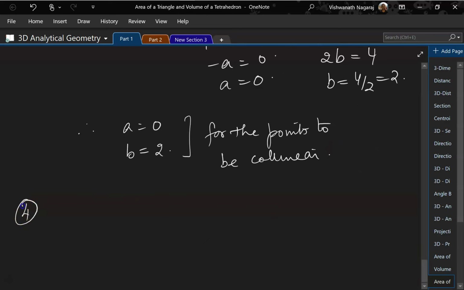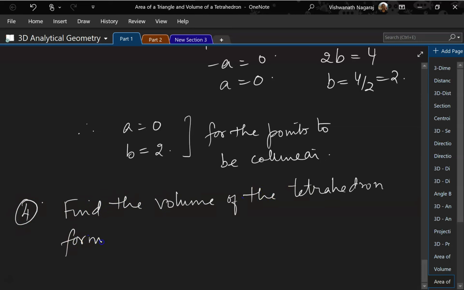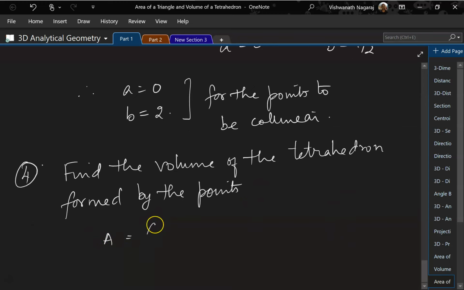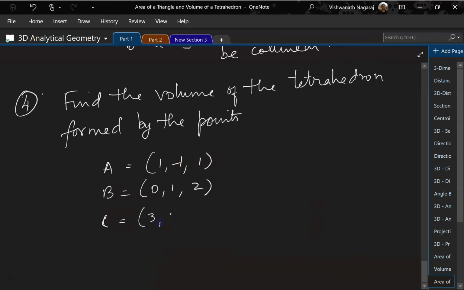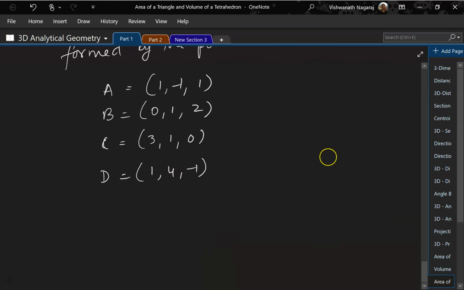Okay, let's do the next one. Find the volume of the tetrahedron formed by the points. And what are the points? A (1, -1, 1), B (0, 1, 2), C (3, 1, 0), D (1, 4, -1). Now again we know the volume. What is the formula? Yes, 1 by 6 of the scalar triple product of vectors AB, AC, AD. Okay, let's do this.